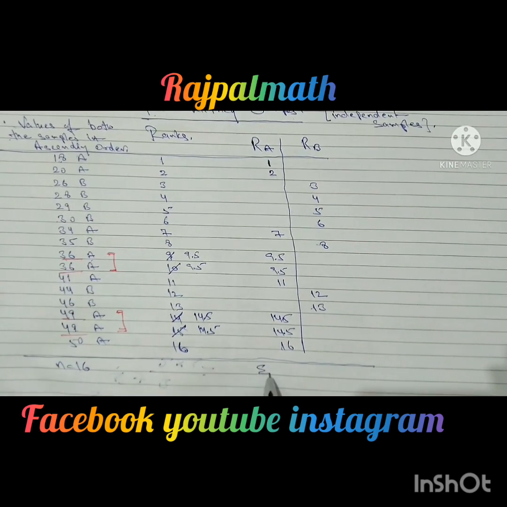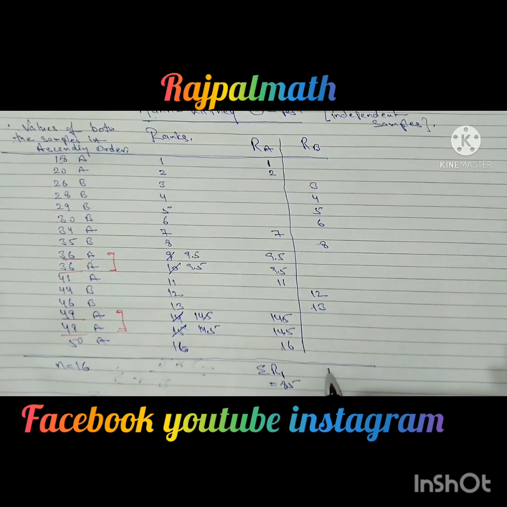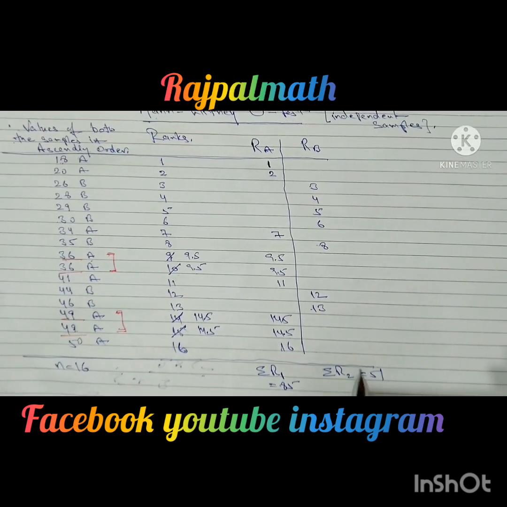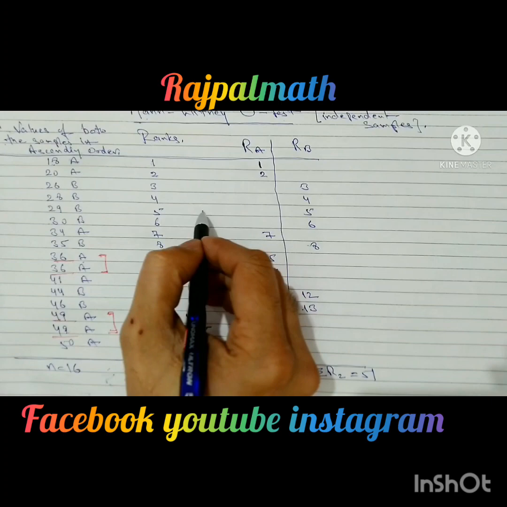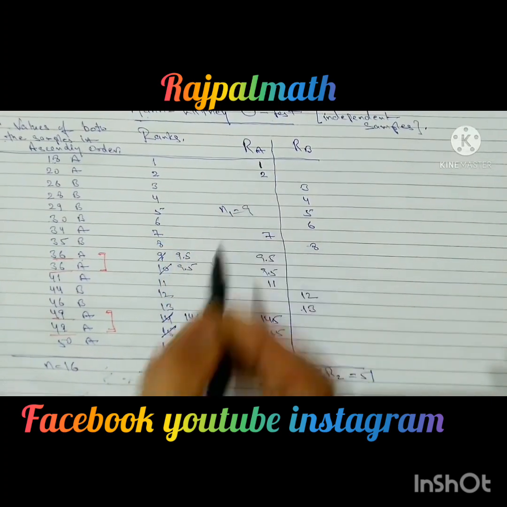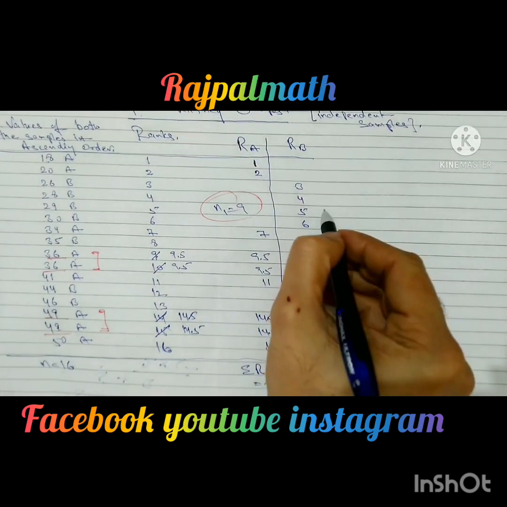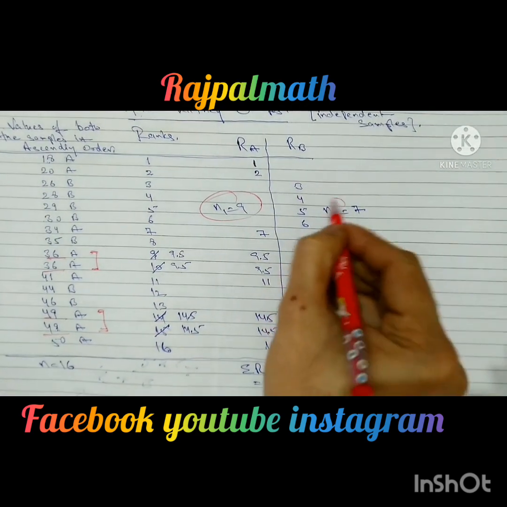Now the summation of ranks of group A, summation R1, is 85. The summation of ranks of group 2 is 51, where n1 is the number of elements of group 1, which is 9, and n2 is the number of elements of group 2, which is 7.